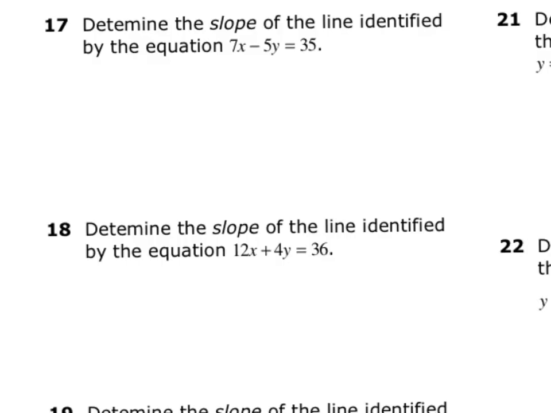17, determine the slope of the line identified by the equation 7x minus 5y equals 35. So to find slope, we need to put it into slope-intercept form. Add -7x to both sides.